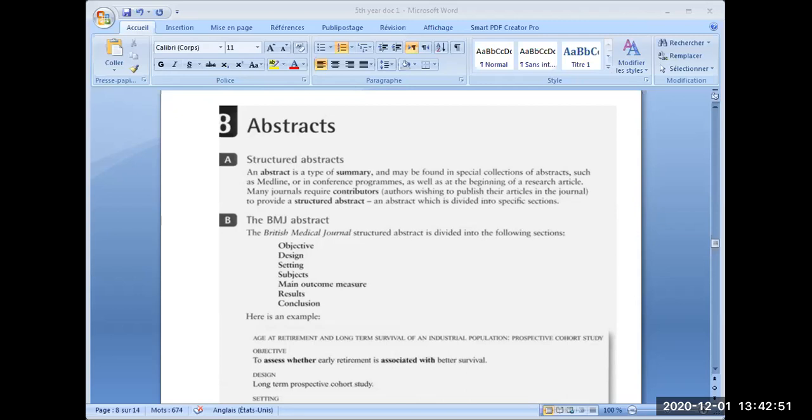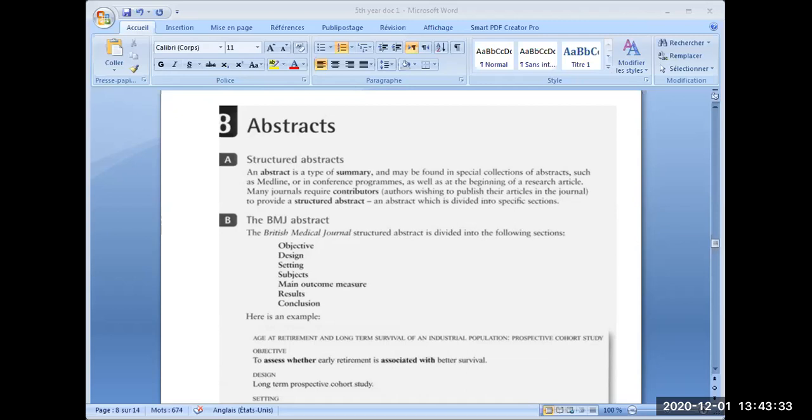Okay, never mind. A structured abstract. An abstract is a type of summary and may be found in special collections of abstracts, such as Medline, or in conference programs, as well as at the beginning of a research article. Many journals require authors wishing to publish their articles to provide a structured abstract. So before, when you would like to publish something, you needed to send an abstract so they can get an idea about the topic you're going to write about.